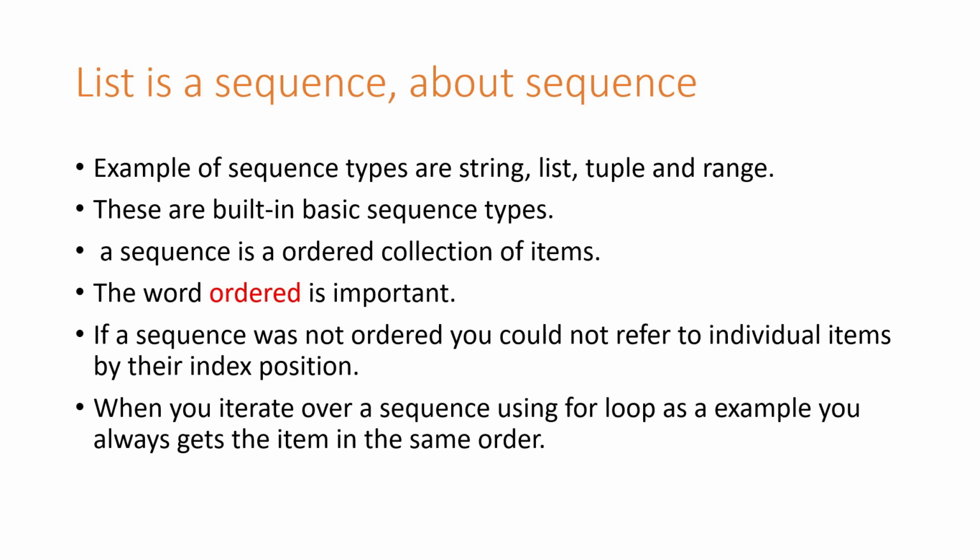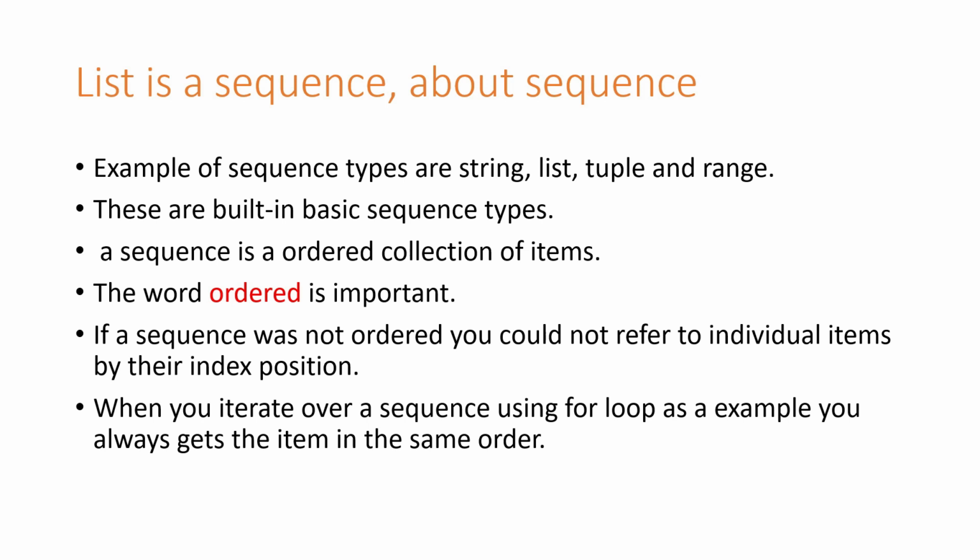In an ordered sequence, the collection is given throughout the program. This order does not change until we do something to change the order explicitly. So by default, we say these are ordered. The word ordered is important. If a sequence was not ordered, you could not refer to individual items by their index position. So what I'm saying is, if nothing is ordered, there is no indexing.